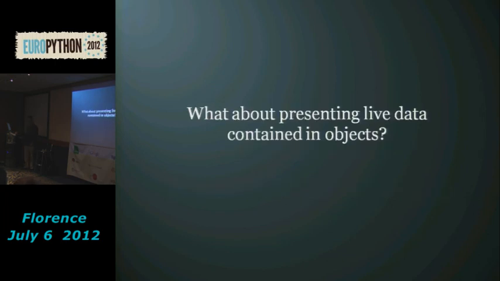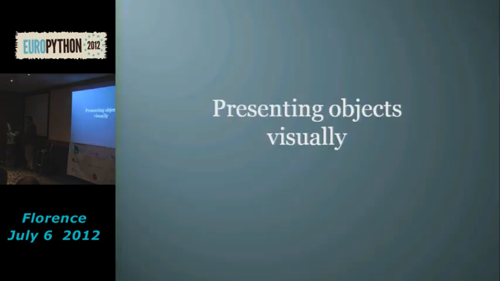Now, what about presenting, say, data that's contained within objects? What I've shown so far isn't quite sufficient. Functions and classes aren't quite enough yet, so what can we do about this to move further? So let's move on to presenting objects visually.